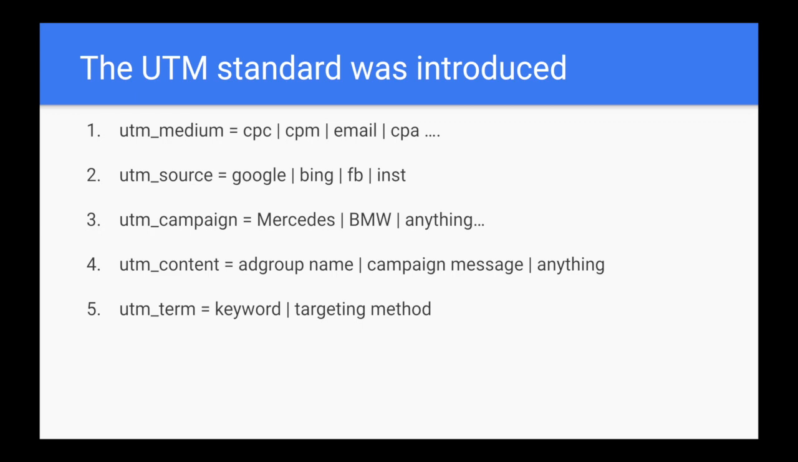Do not try to make it Google search or Bing search, just Bing or just Google. This is just the name of the advertising system that you use as a source. UTM medium should equal how you pay for the clicks or anything else on that system. For example, in Google advertising, you pay for clicks, so it's CPC. It's the standardized name for that, cost per click.